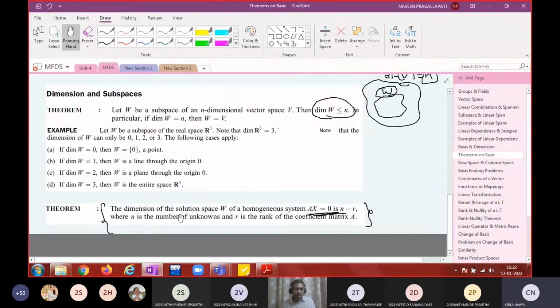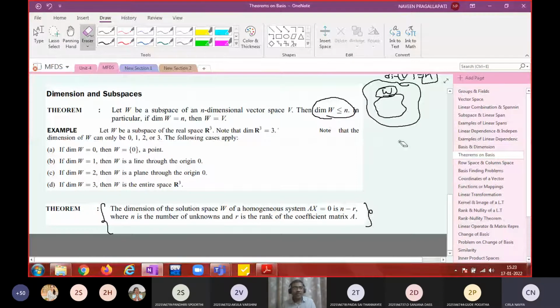So what is the dimension? The dimension of the solution space, the set of all solutions forms a space, I said, no? Every space will have a dimension. So the dimension of that solution space is going to be n minus r. What is n? n is the number of variables and r is the rank of the coefficient matrix. Is it okay? Yes, sir.